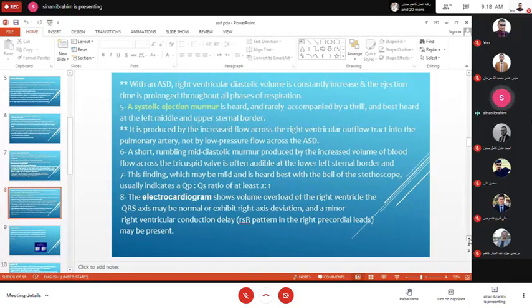ECG will show volume overload of the right ventricle, as we said. We said right ventricular dilatation and overload of the right side, and the QRS axis may be normal or exhibit right axis deviation. Minor right ventricular conduction delay, an RSR pattern in the right precordial leads, may be present.